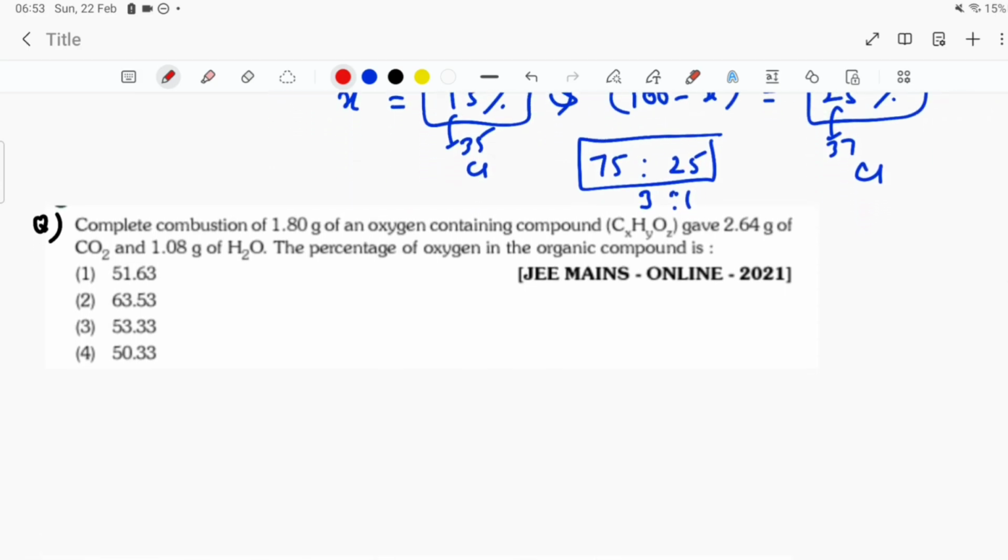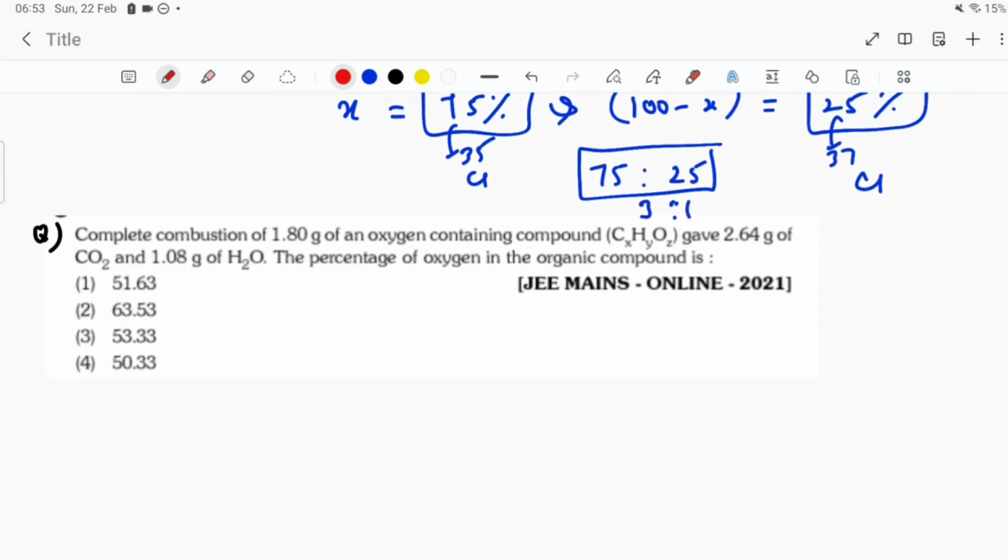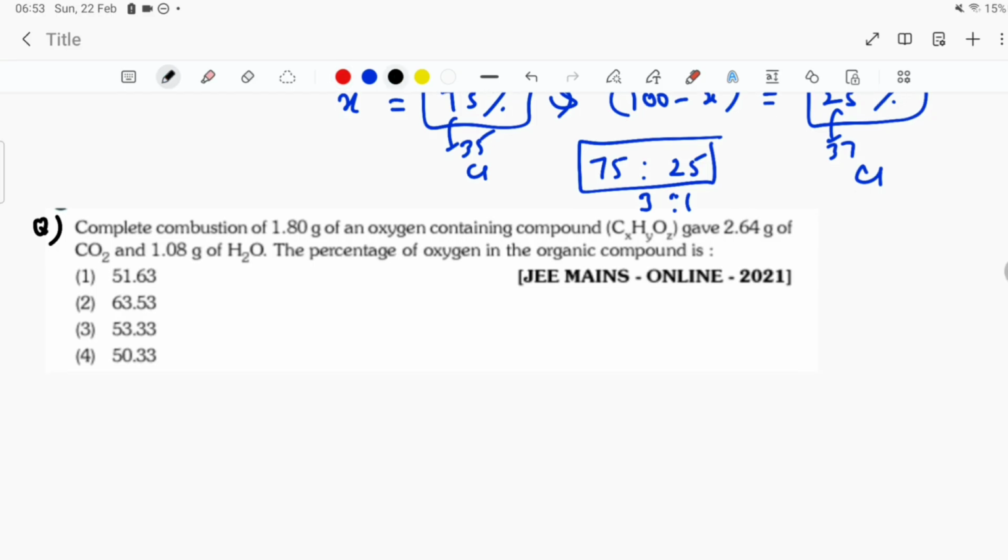Next question. Complete combustion of 1.80 grams of an oxygen containing compound CxHyOz gave 2.64 grams of CO2 and 1.08 grams of H2O. Percentage of oxygen in the organic compound is. Okay. So first I am taking the number of moles of carbon. Here we know the number of moles of carbon is equal to the number of moles of carbon dioxide, because 1 mole of carbon is present in 1 mole of CO2. Number of moles of CO2 we calculated is 0.06.